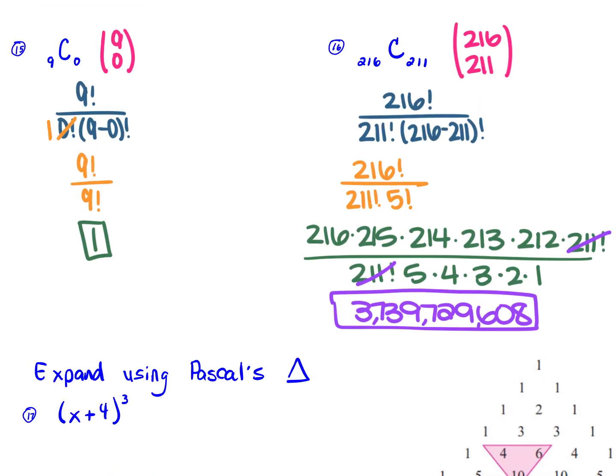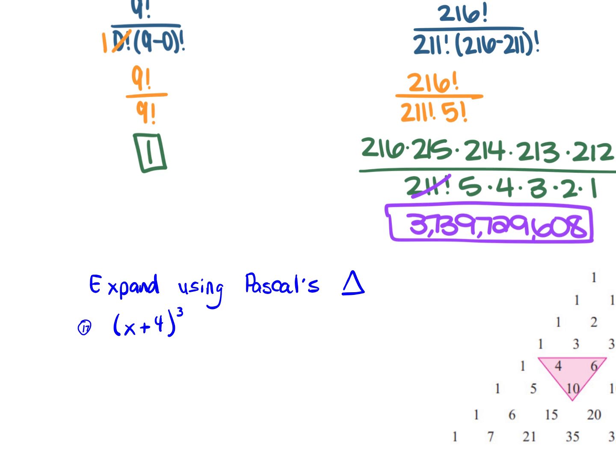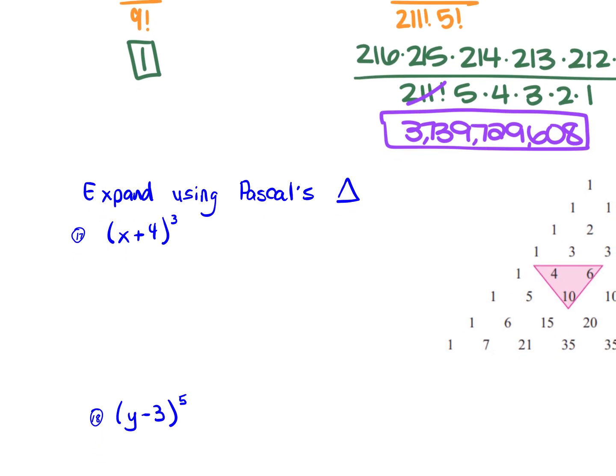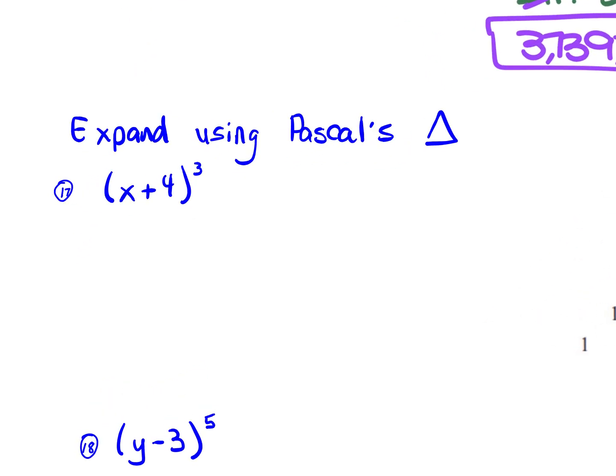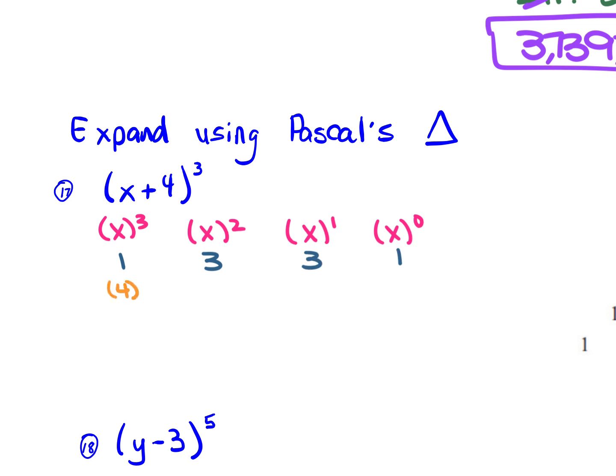The last part of your review goes over using Pascal's triangle in order to expand the binomials. For number 17, we have x plus 3 to the third power. We're going to use x to the third power, x to the second power, x to the first, and x to the power of 0. Then we're going to plug in the numbers from the third power row in Pascal's triangle, which is going to be 1, 3, 3, 1. And then we're going to use the 3 as 3 to the power of 0, 3 to the first power, 3 to the second power, and 3 to the third power.